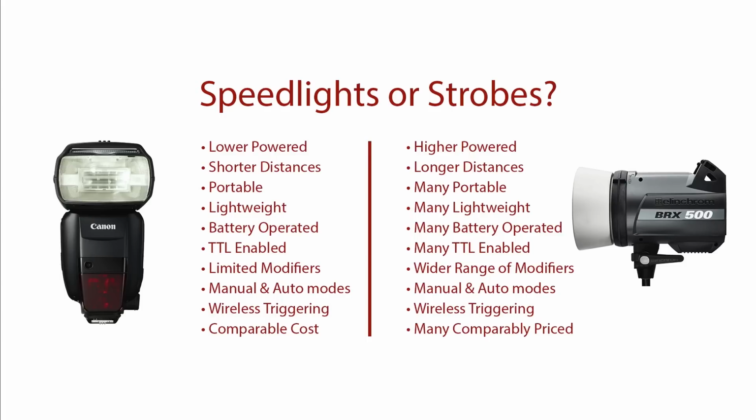Speed lights, like here we have pictured a Canon 600 EX-RT, and we also have an Elinchrom BRX 500, and they're both about $600, give or take $100 here or there. So you get a lot more bang for the buck, in my opinion.